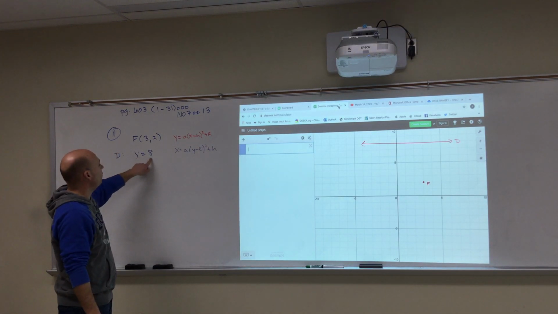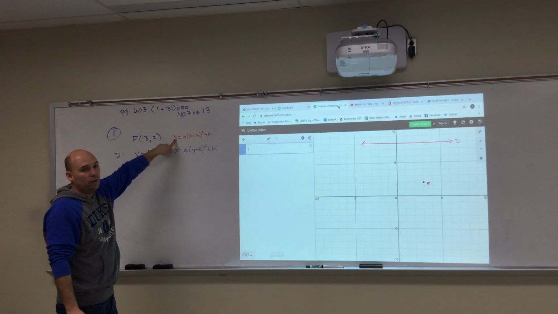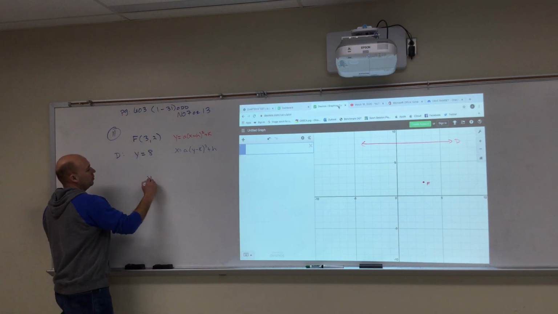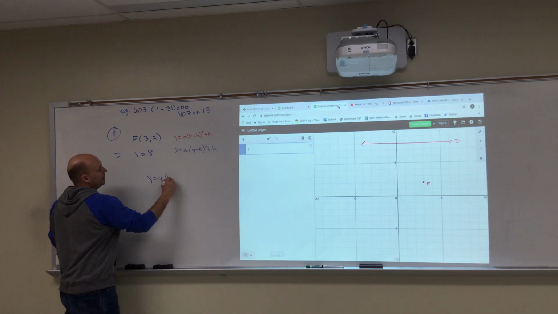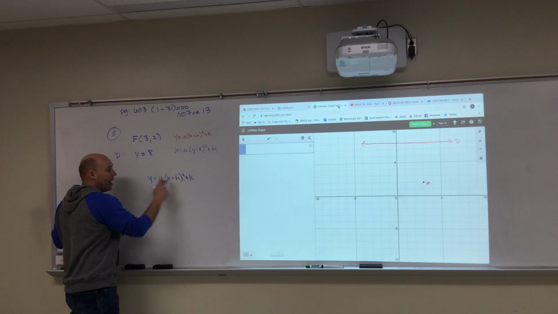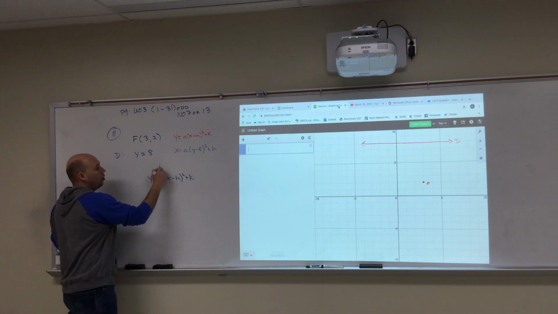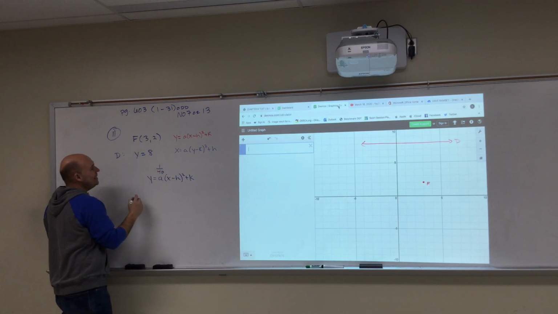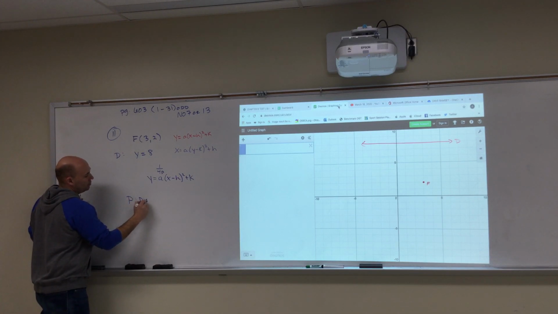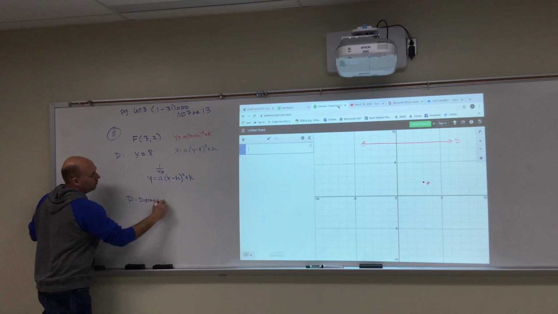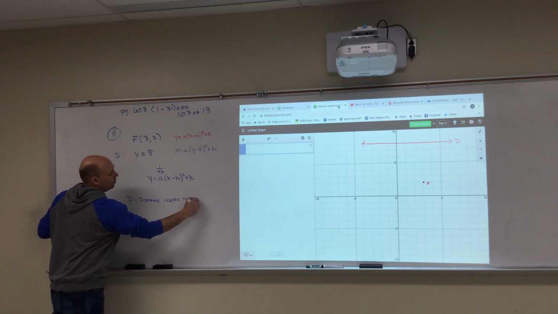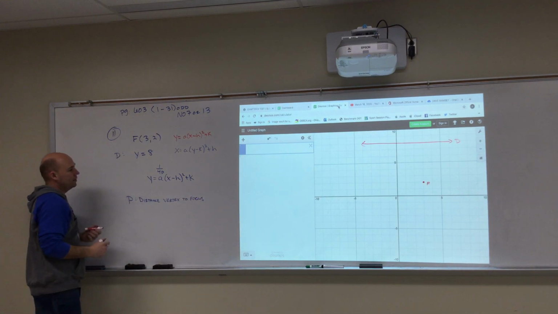Since this is y for my directrix, I know I'm going to need the y equation. That's how I know I'm going to need the y one. So I'm going to have y equals a(x minus h) squared plus k. So what do I need? I need my vertex, h and k. I need this value, which is 1 over 4p. P stands for the distance from the vertex to the focus. So distance, vertex, to focus.